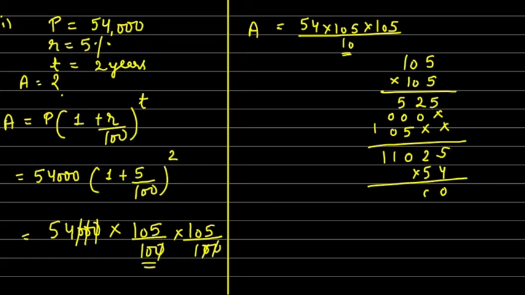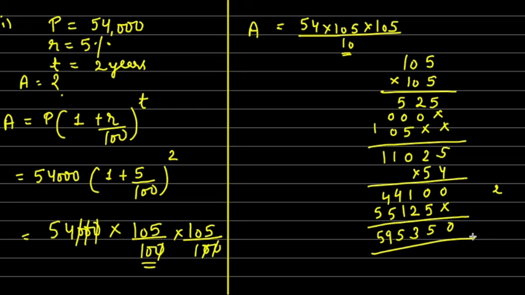4 ones are 4, 4 ones are 4. Now 5 5s are 25, 2 carry, 5 2s are 10 plus 2 is 12, 5 and 5. If you add it you are getting 5 9. So we get 5,95,350 upon 10. So the amount is coming 5,95,350 upon 10. This is cancelled. So what is the population?